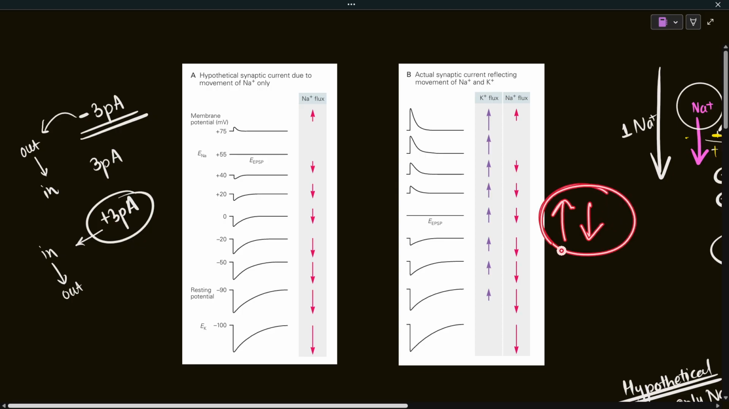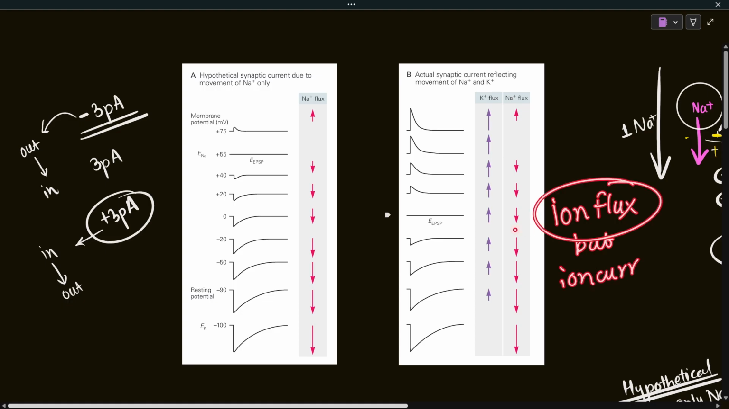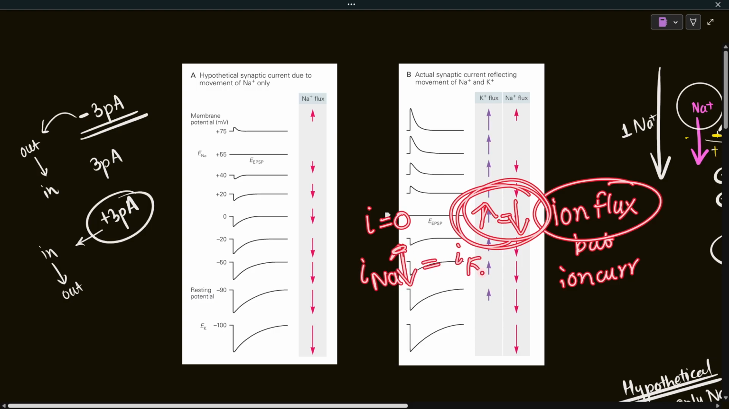So even though there is ion flux, the ion current is zero, because the ion flux of the opposite side gets equal. Whatever efflux is there is exactly equal to influx. This means the net ion current I is equal to zero, because I sodium is exactly opposite to I potassium. Okay, I hope this is clear.